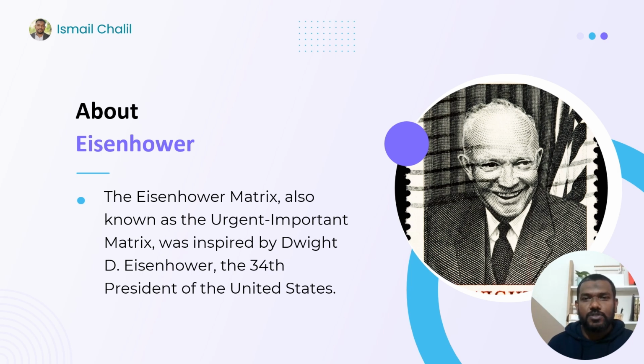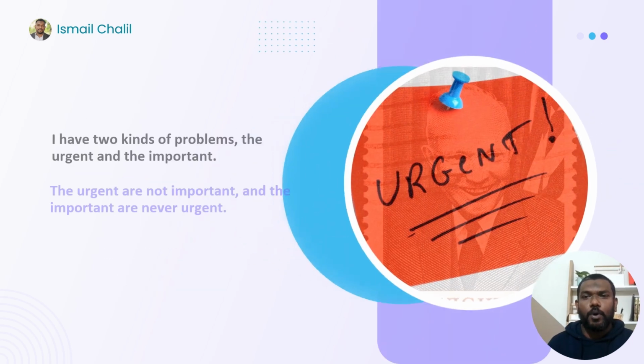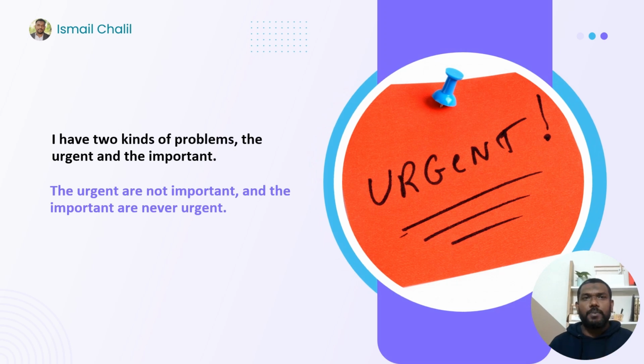Now, where did this concept come from? The concept came from a quote attributed to Eisenhower: "I have two kinds of problems: the urgent and the important. The urgent are not important, and the important are never urgent." This is where people came up with this model.